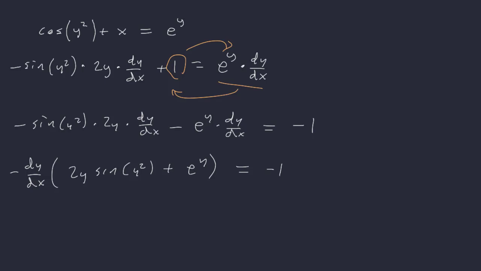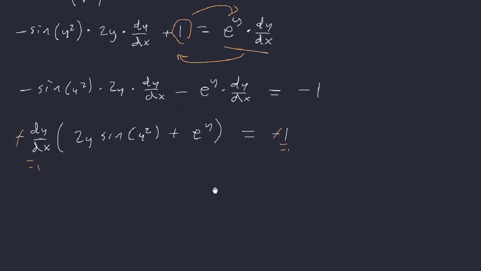And the reason I factored out a negative dy dx is because we can start by dividing out the negative 1, right? Essentially to get rid of the negative, and then divide through by this thing. Okay. Now, you don't have to do that. It's just my own sort of thing I want to do here. But so our final answer here, dy over dx, will be 2y sine of y squared plus e to the y, all under a 1. And there we go.